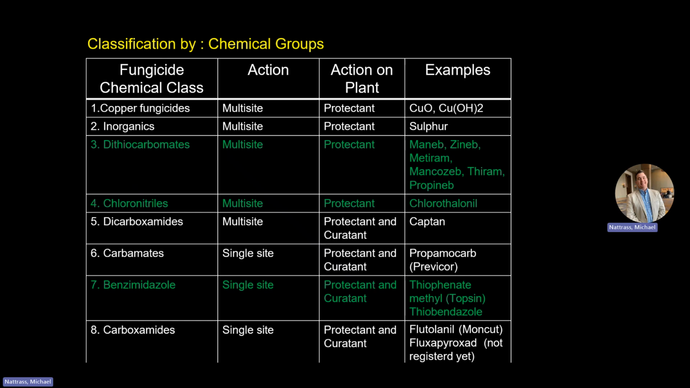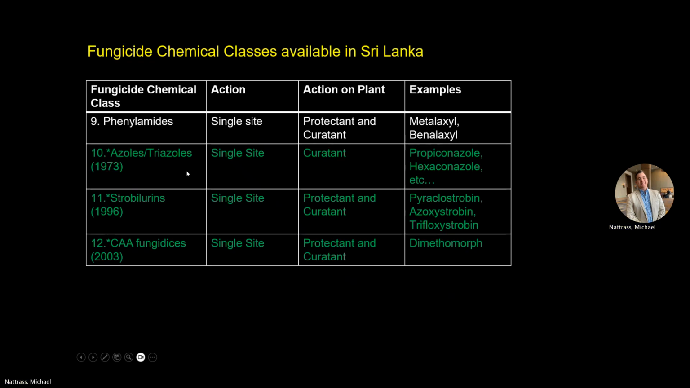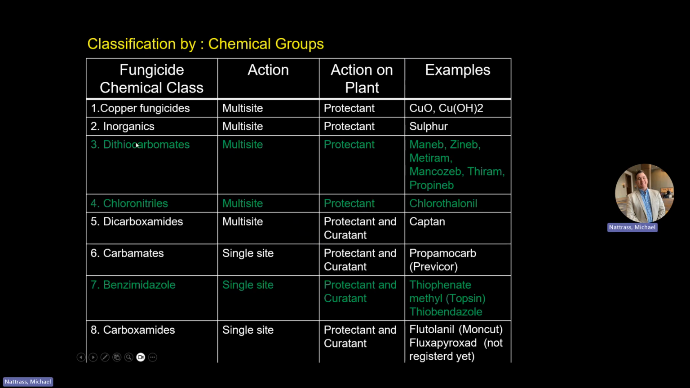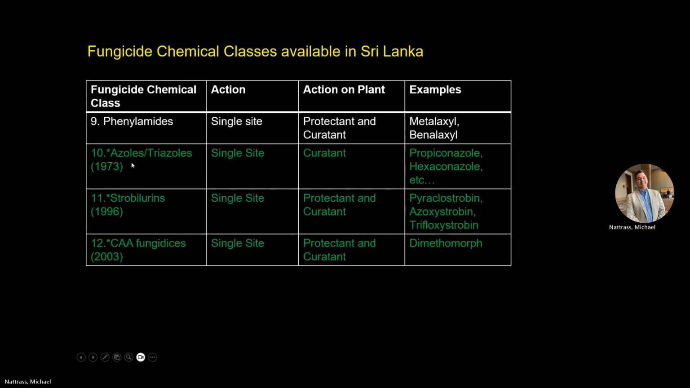Now, if we had a plant fungal class, or if you were in turf management and there was a turf diseases class, and when I took this, we did have to know all these different ones. And again, most of the ones that are going to be in green are the ones that you're likely to use. So we've got our dithiocarbamates, chloronitriles, benzimidazoles, the azoles, triazoles, strobilurins, and then the CAA fungicides.